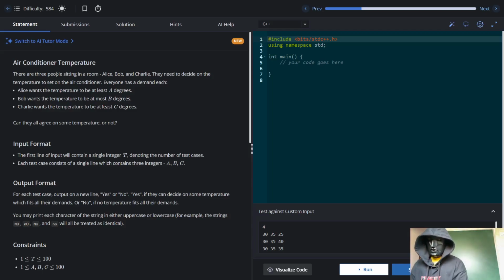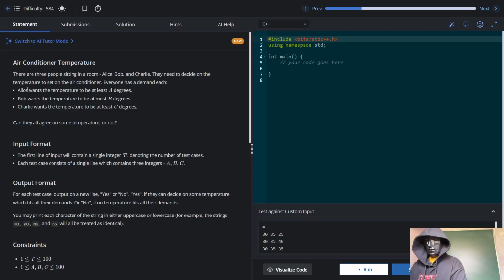So in this video, I'll be solving the 22nd problem, and the problem name is Air Conditioner Temperature. The problem statement says there are three people sitting in a room, Alice, Bob and Charlie. They need to decide on the temperature to set on the air conditioner. So everyone has a demand each.